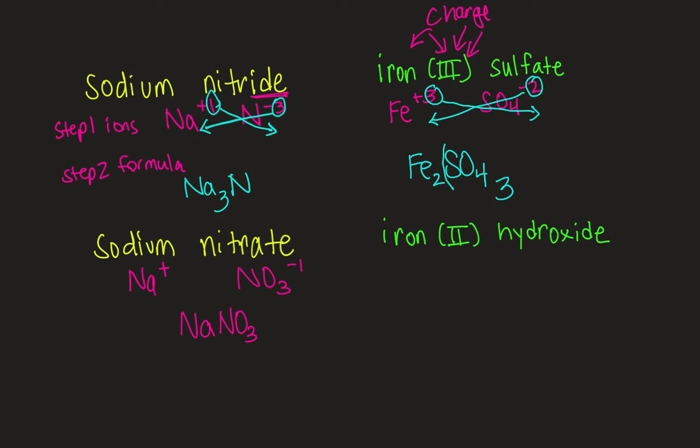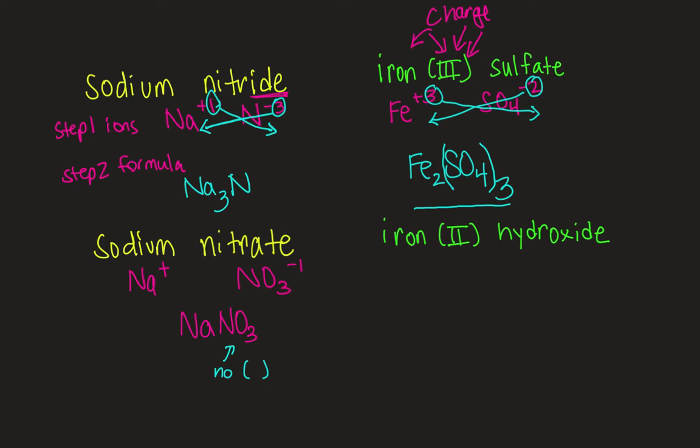Now, when you have more than one polyatomic ion, you have to put it in parentheses with the subscript outside. So we read this Fe2(SO4) taken 3 times, right? Here, you don't need parentheses because you only have one of the polyatomic ion. You only have one nitrate, one NO3.